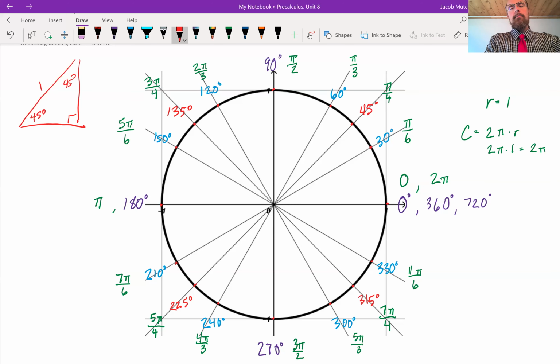So recall on the 45, 45, 90, to get to the legs from the hypotenuse, I divide by the square root of 2. So that I would need to rationalize. So I'm going to multiply by the square root of 2 above and below. And what that's going to give me is a value for this lower leg of square root of 2 over positive 2. And then because it's a 45, 45, 90, the vertical component has the same measurement. So let's mark our 45.